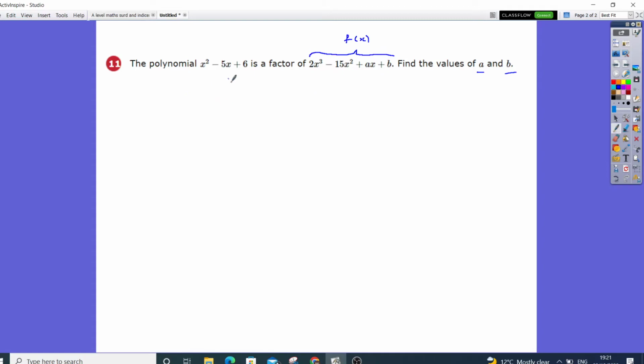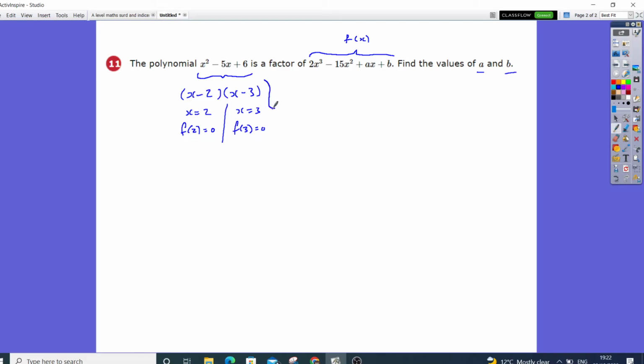Now you could do this a similar way, but before you do, it will be easier to factorize this. So I'll quickly factorize that. The numbers are negative 2 and negative 3. So by doing that, we know that x equals 2 and x equals 3, and by the factor theorem, if we put 2 into this function, it's going to equal 0, and if we put 3 through the function, that will equal 0.